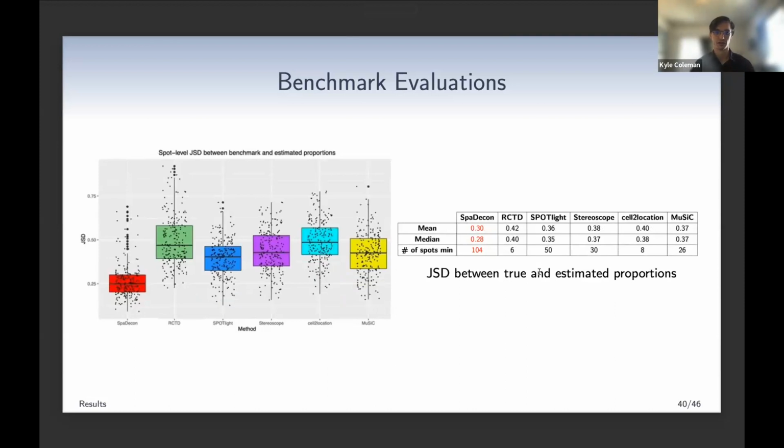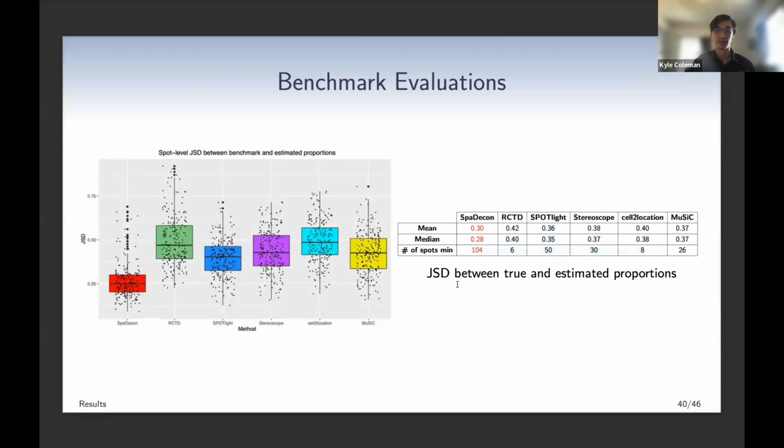Then this plot shows the results when looking at the spot level Jensen-Shannon divergence between the benchmark and estimated proportions by each method. And we can again see that the distribution for SpaDecon is much lower than all the other methods, indicating closer similarity to the benchmark proportions compared to the other methods. And then looking at specific metrics, we see that the mean of SpaDecon is again the lowest at 0.30. The next lowest is Spotlight at 0.36. And then the median across all spots is 0.28. Next closest is again Spotlight.